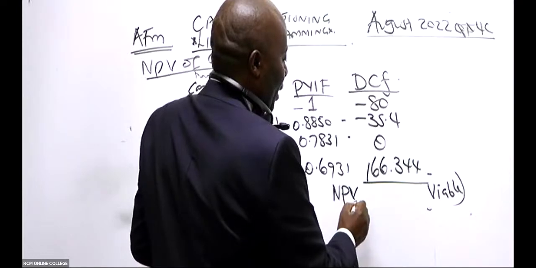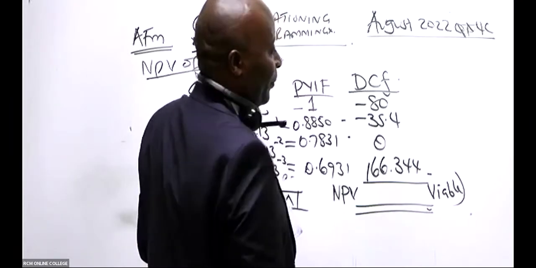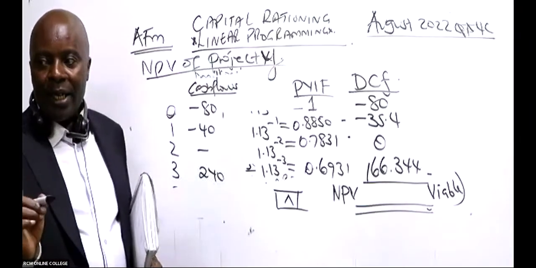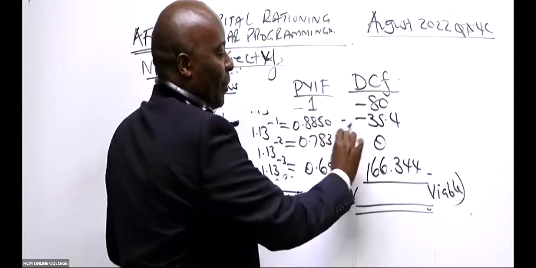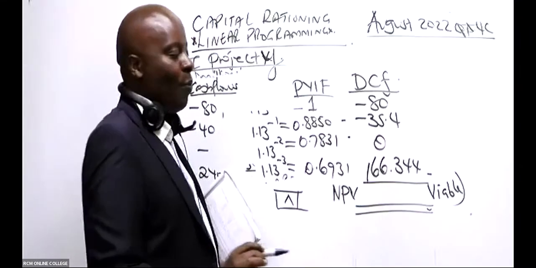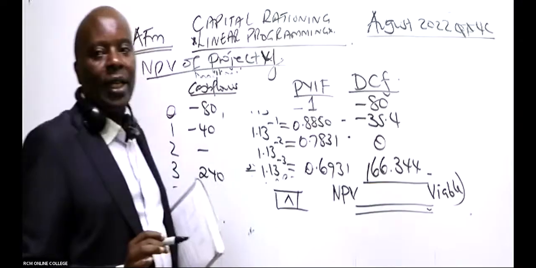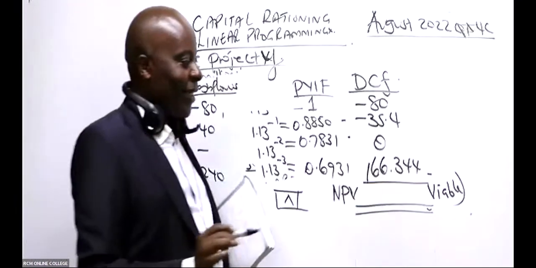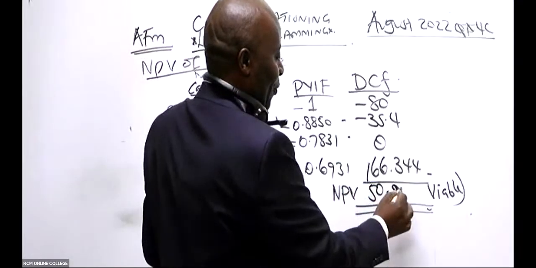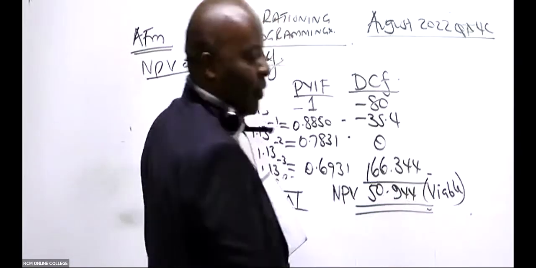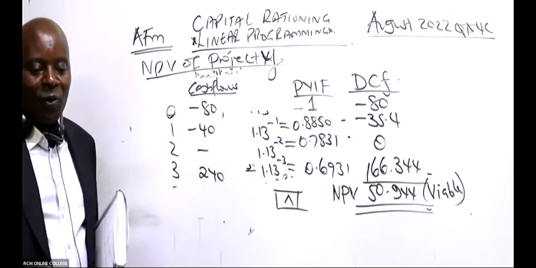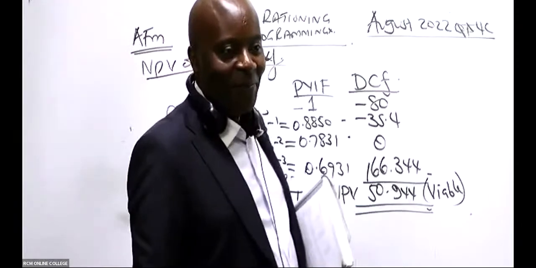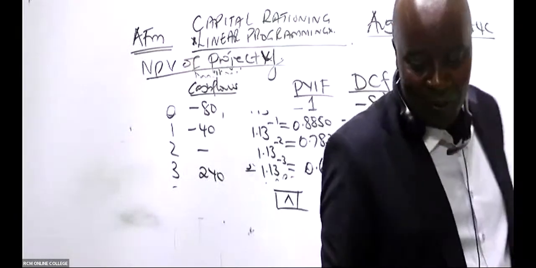So come here and add up everything, because now we have discounted cash flows. So remember, when you are adding, this is minus 80 minus 35.4 plus 166.344. How much are we getting there? 50.944, isn't it? I've written there in brackets, is viable. That can give you 1 mark, which can take you to places that you've never seen before. Like where? BDA level.